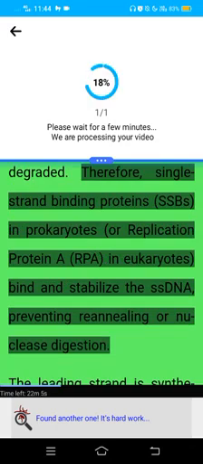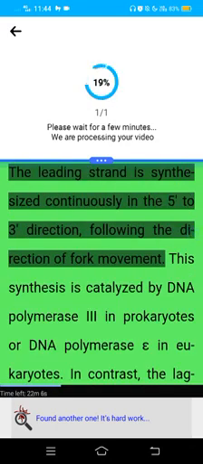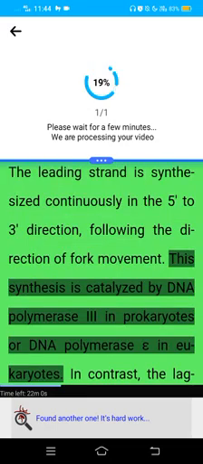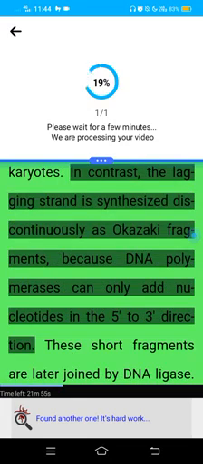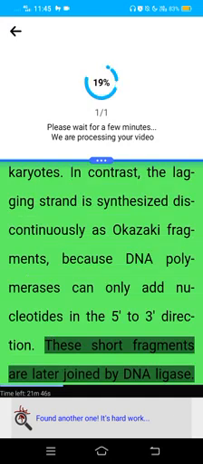The leading strand is synthesized continuously in the 5' to 3' direction, following the direction of fork movement. This synthesis is catalyzed by DNA polymerase III in prokaryotes or DNA polymerase epsilon in eukaryotes. In contrast, the lagging strand is synthesized discontinuously as Okazaki fragments, because DNA polymerases can only add nucleotides in the 5' to 3' direction. These short fragments are later joined by DNA ligase.